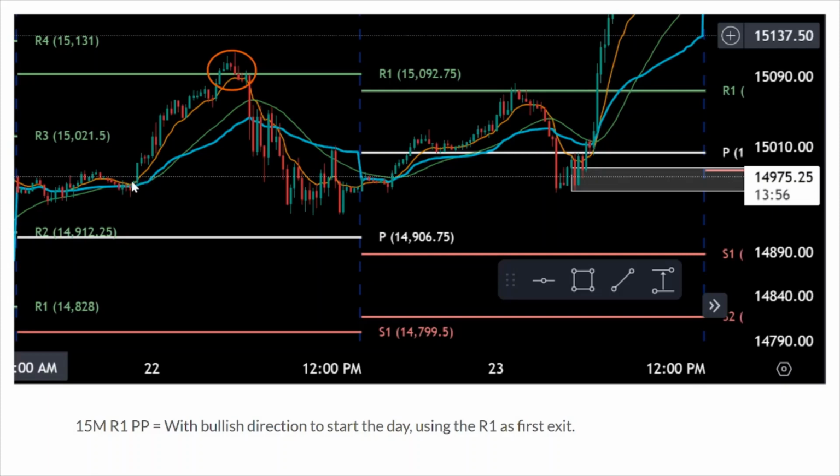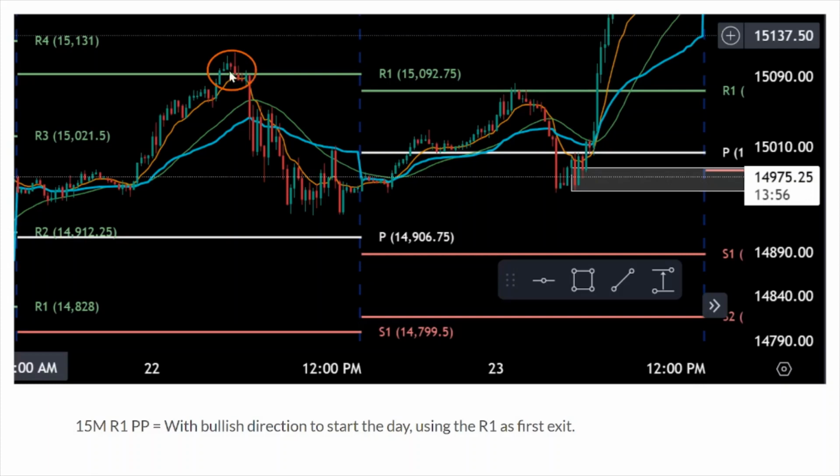So anyways, let's say that you knew that you can confirm the daily bias was bullish. Awesome. You entered right here, but you weren't quite sure where you should have your exit, right? Well, you can definitely use the R1, which is this one right here at 15,092.75. This could be your exit because, again, you're not quite sure where to go and the bias is for sure bullish. You can just let the trend ride all the way up and exit right here.